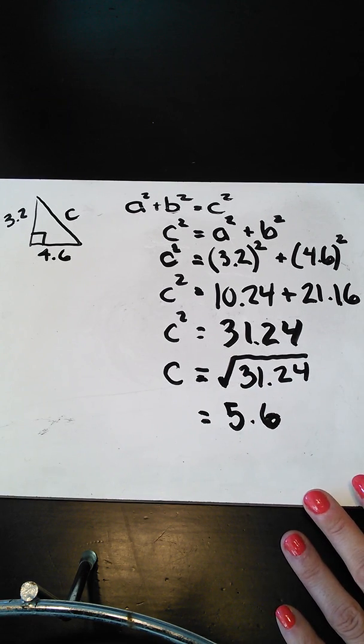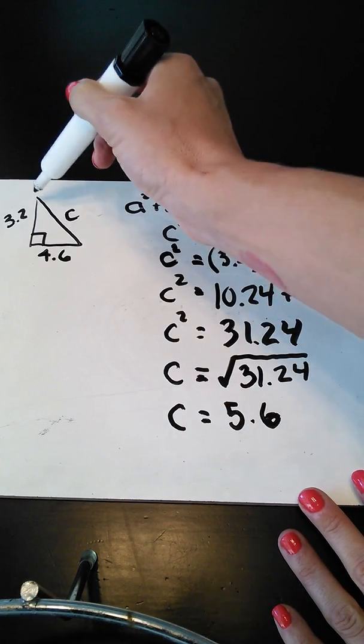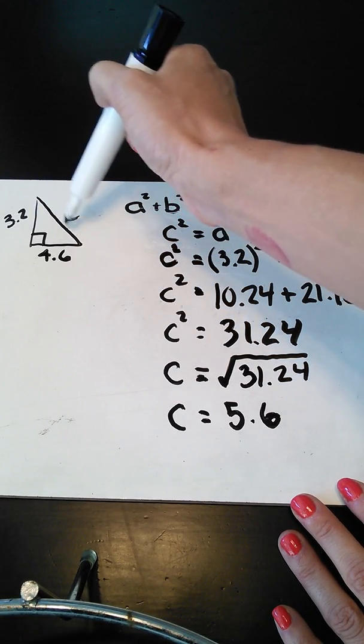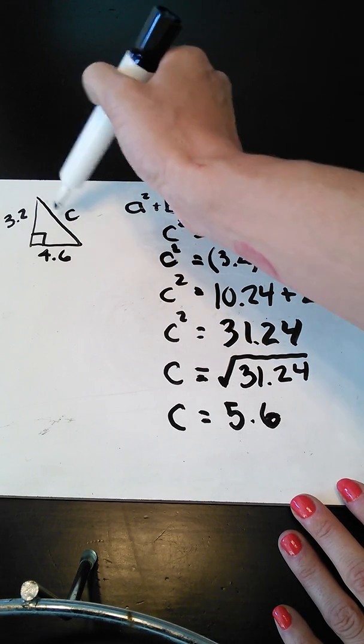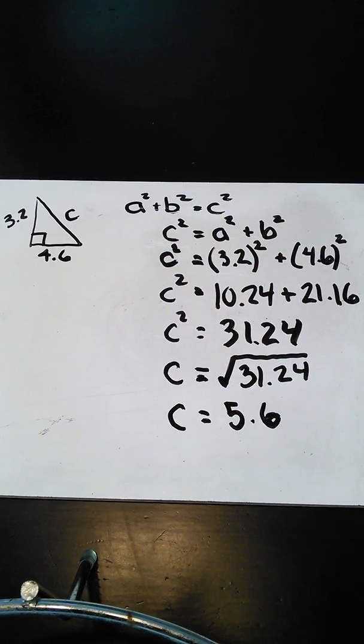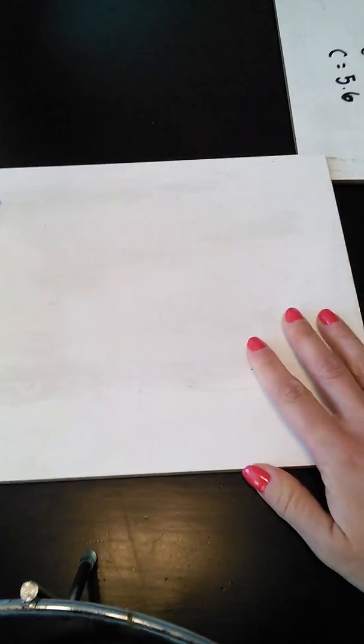And now I think logically, if this is what my c is, 5.6, does that make sense? Yes, it does, because that makes sense that I have a 5.6, it would be a little bit longer than my two adjacent sides, but not 31.24. So that would be a situation of how to find out a missing hypotenuse.